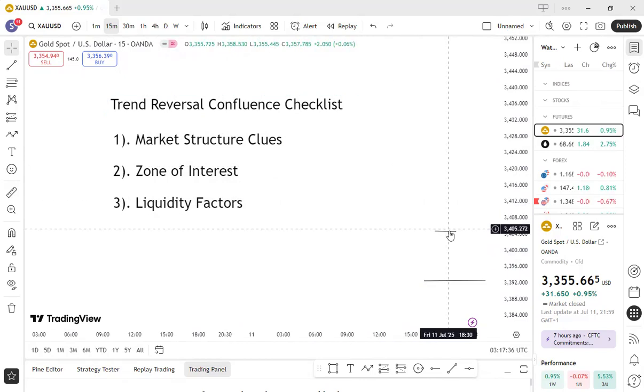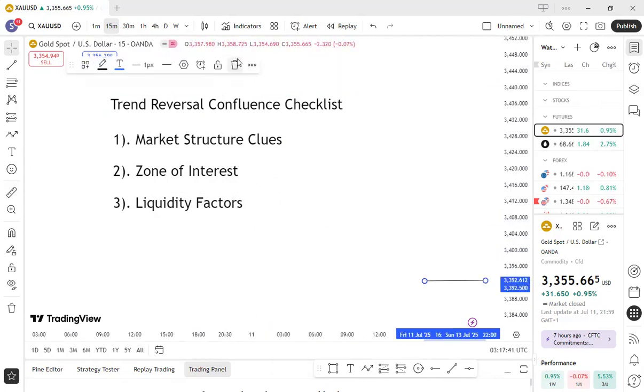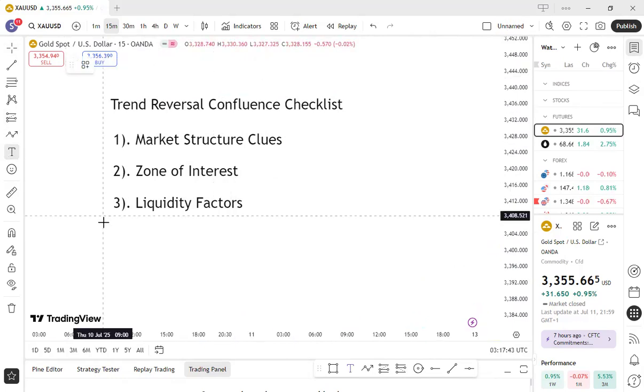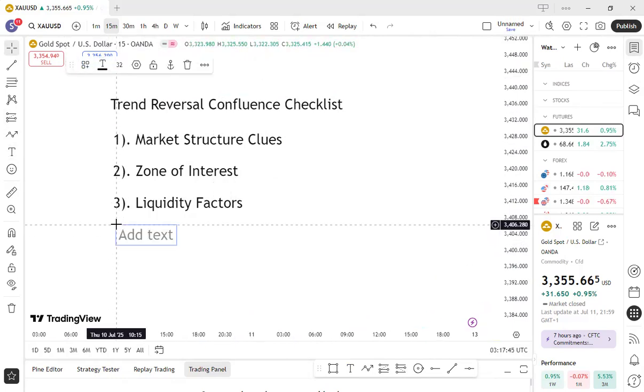Let me delete all this so that it won't occupy space. All right. The fourth we are looking out for is candle and price action confirmation.